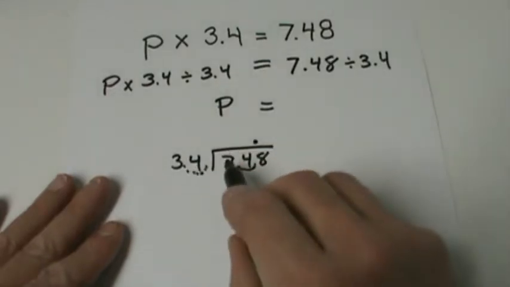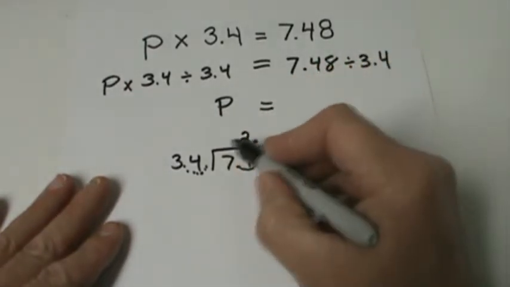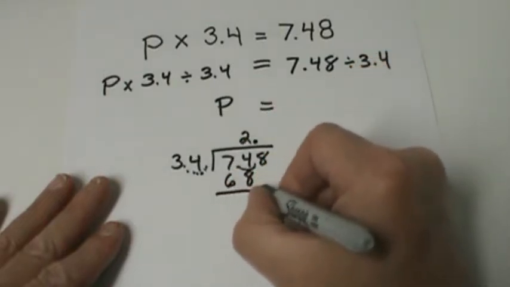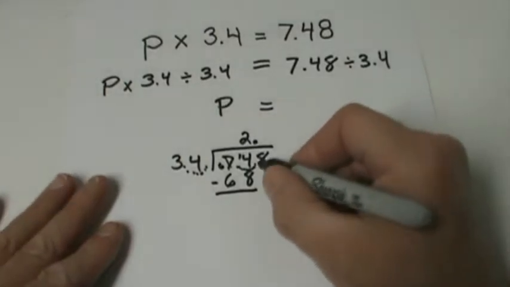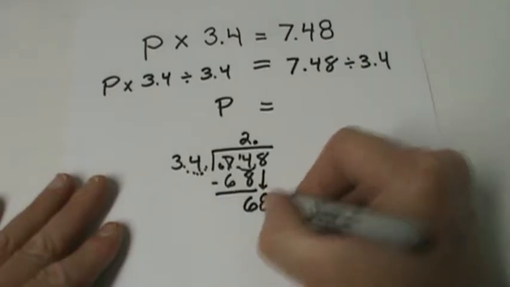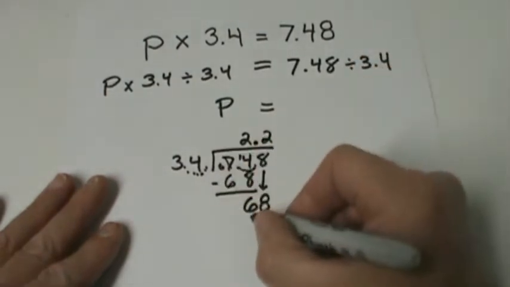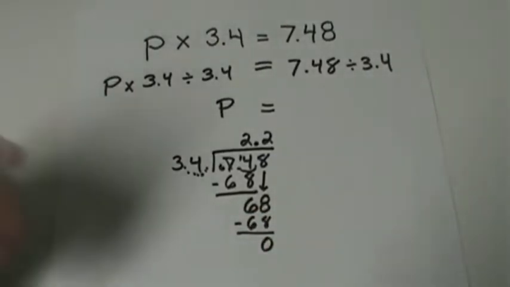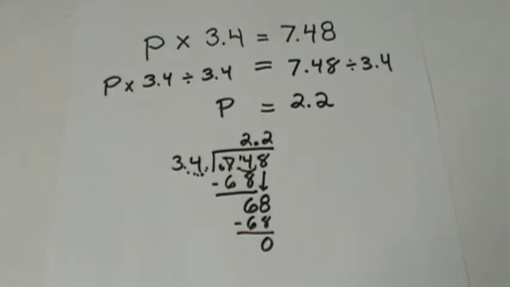And we know that 34 will go into 74 a total of 2 times. 2 times 4 is 8. 2 times 3 is 6. We subtract. 4 can't take away 8, so we borrow. That becomes 6. We get 14. 14 take away 8 leaves us with 6. And look at this. We bring down our 8, and now we have 34 into 68, which is easy enough to do because we just did it up here. 2 times 34 is 68, and we subtract, and our decimal terminates. Now we know the value of P. The value of P is 2 2/10.